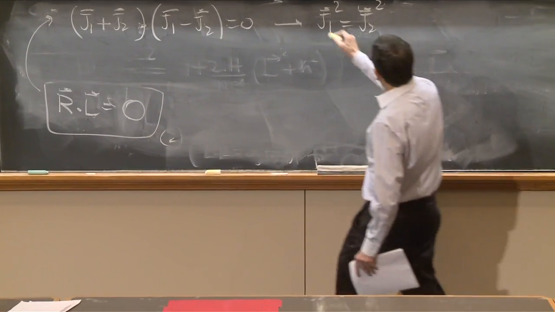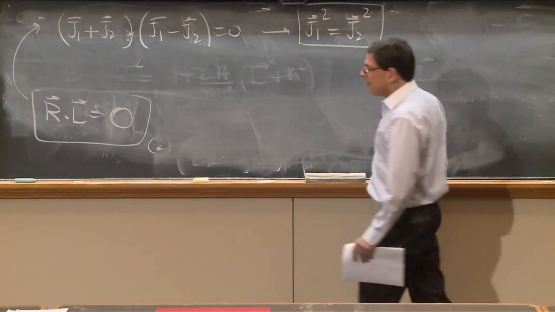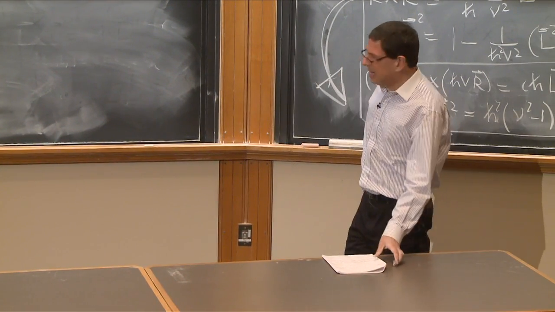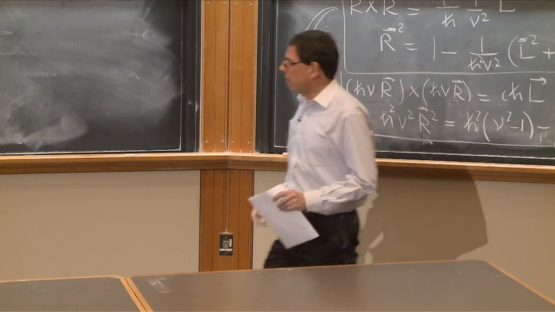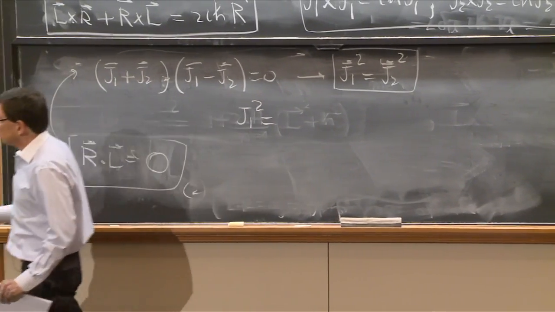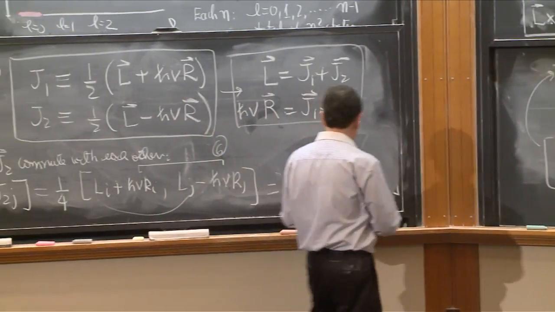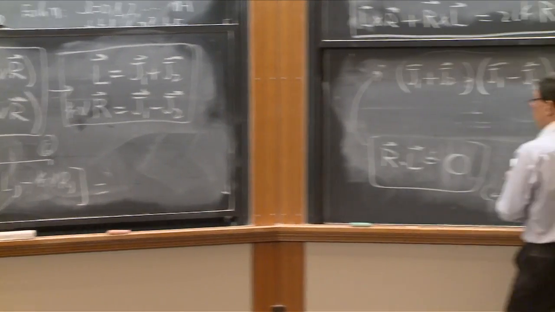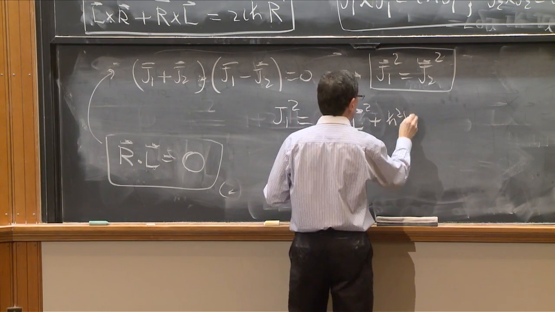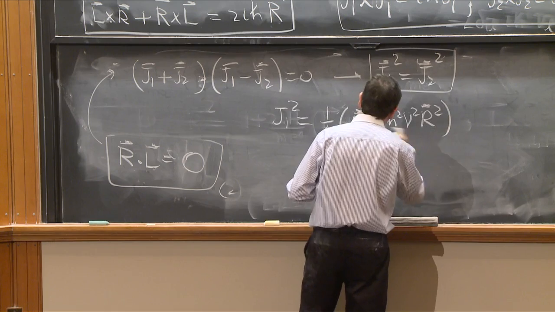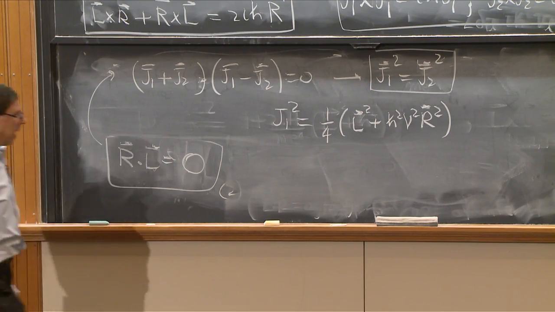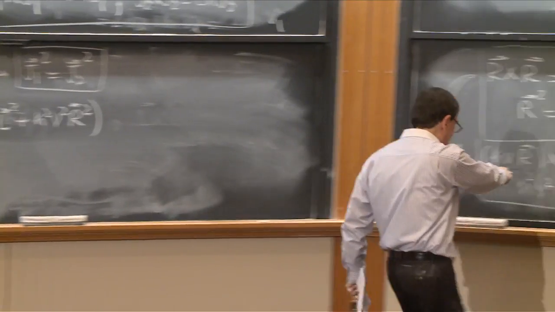Now, this is a very surprising thing. These two angular momenta have the same length squared. Let's look a little more at the length squared of it. So let's, for example, square J1. Well, if I square J1, I have 1/4 L squared plus h squared nu squared R squared. No L dot R term, because L dot R is 0. And h squared nu squared R squared is here.